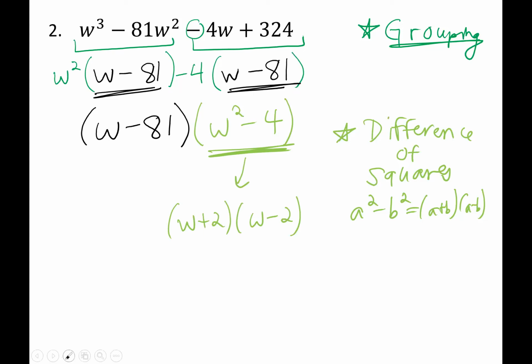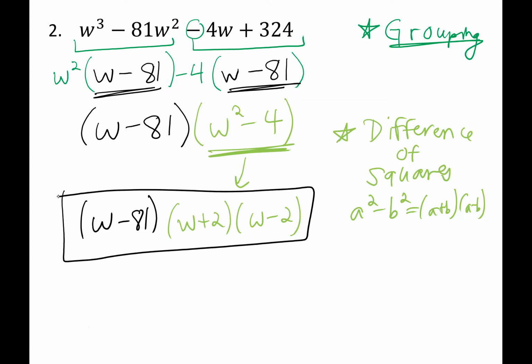So our full final answer is w minus 81 in parentheses, and then w plus 2 in parentheses, and w minus 2 in parentheses. So there's 3 factors in our full final answer. And if you notice, we did not do anything to try to factor w minus 81 because that w didn't have a 2 exponent on it. So that was done. W minus 81 can't be factored anymore. But the w squared minus 4, that was the difference of squares.